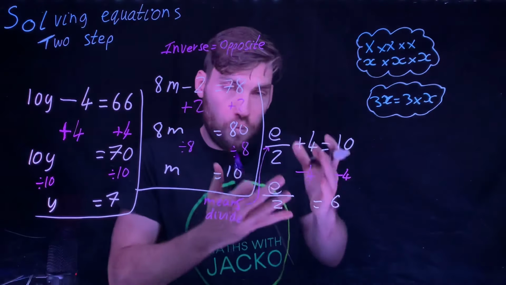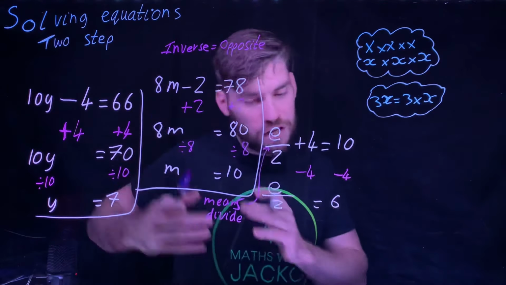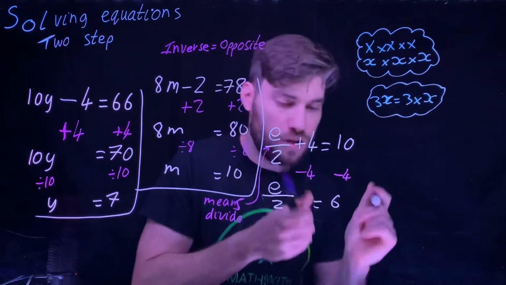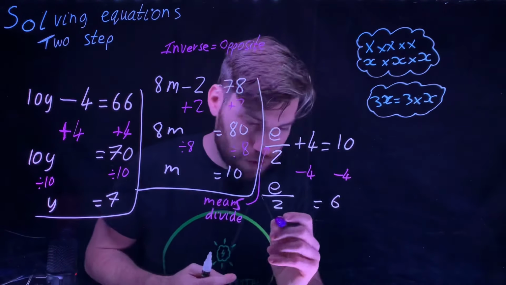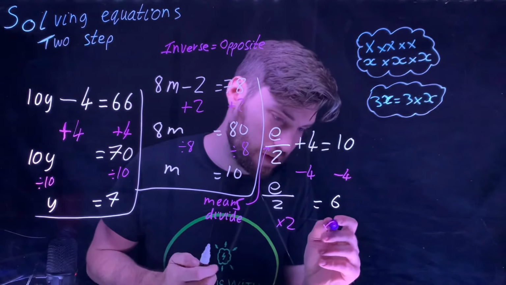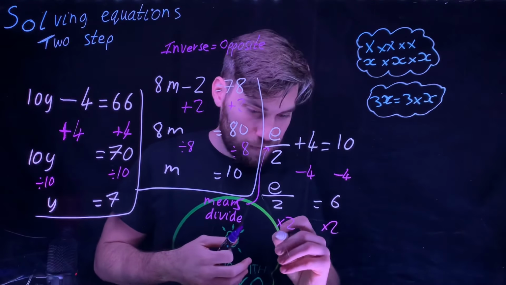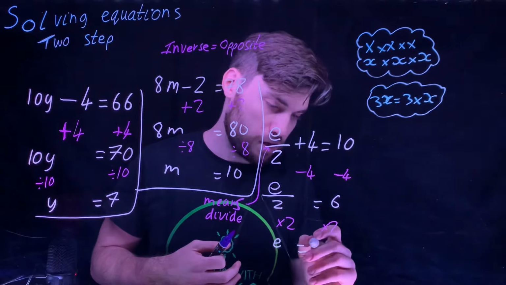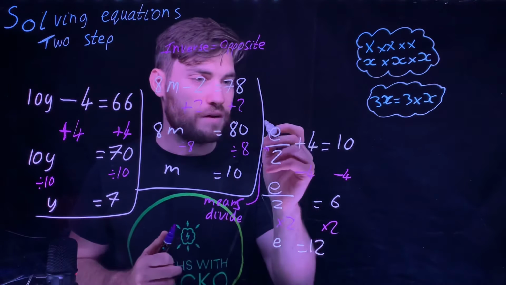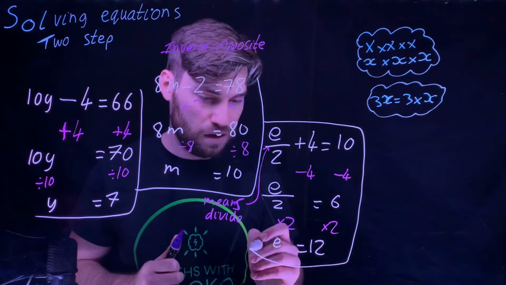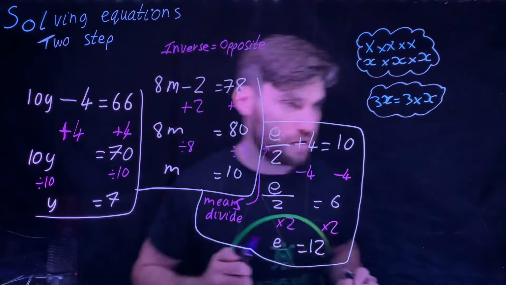Now we've got a one-step equation similar to the last video. Something divided by 2 equals 6. The opposite, the inverse of dividing by 2 is multiplying by 2. So then we are left with E equals 12. So there's your answer. Right, let's box it off. I love boxing things off these days.